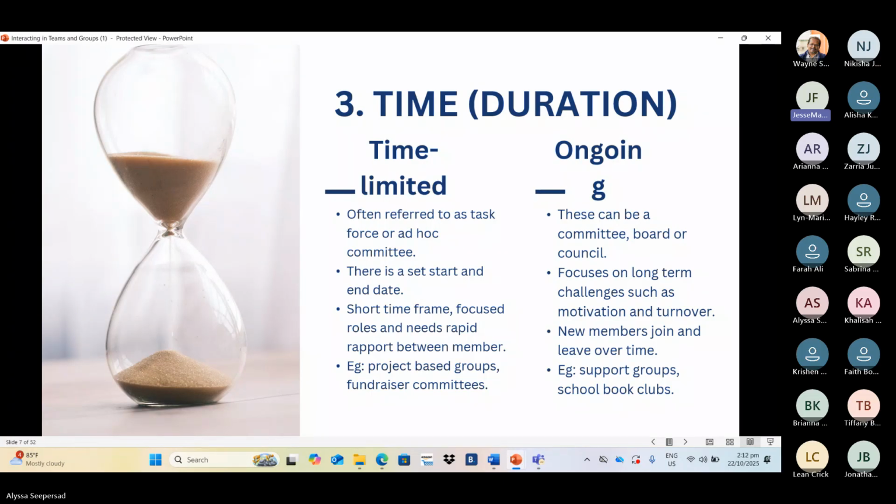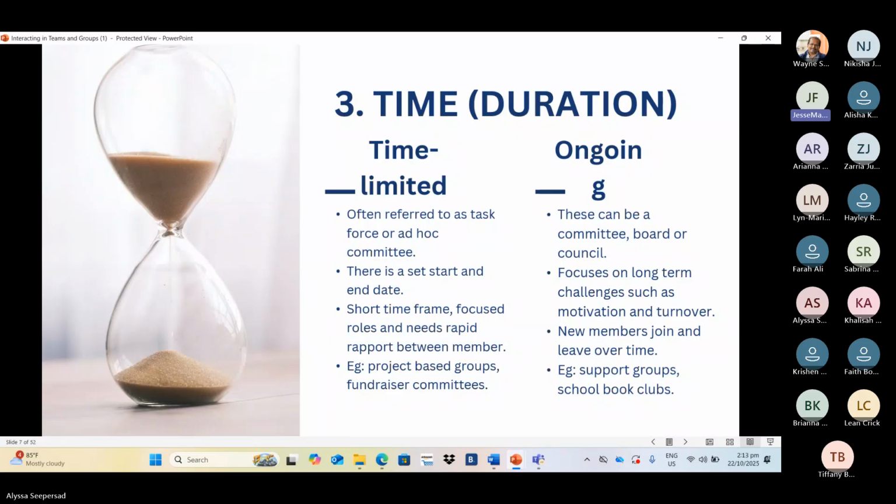Time limited groups have a short time frame, therefore, members must establish rapid rapport with each other, be active, and focus on their specific roles in order to complete assigned tasks. Some examples of time limited groups are project based groups and fundraiser committees.